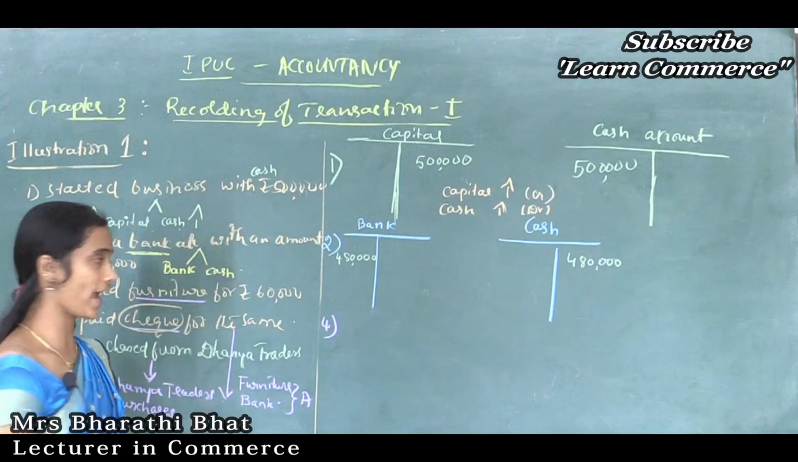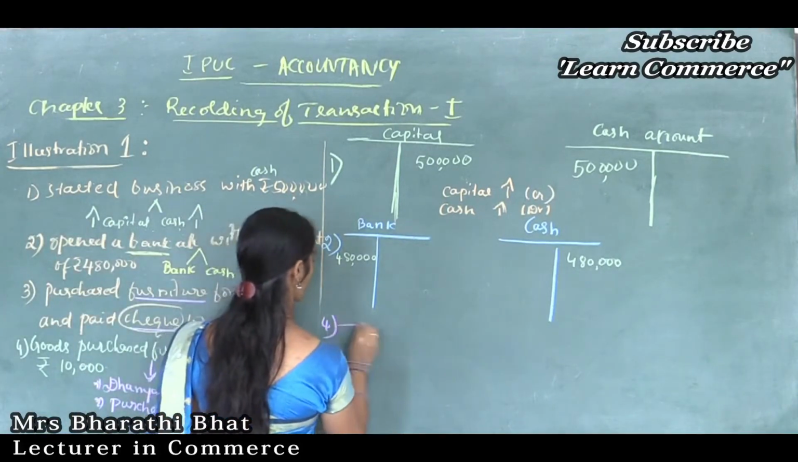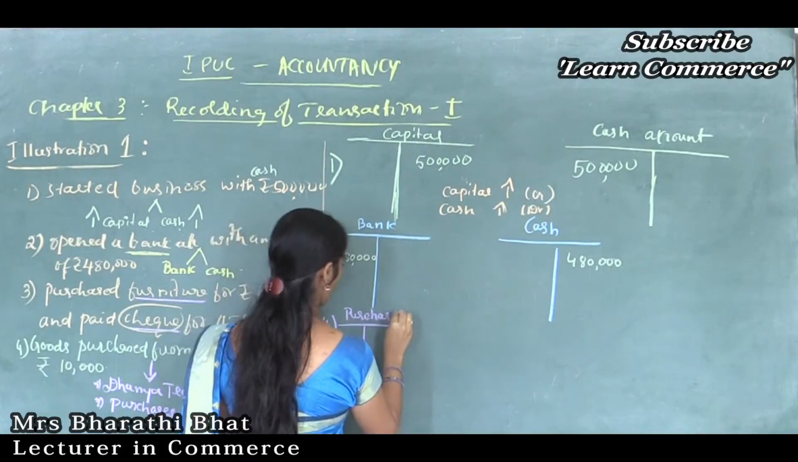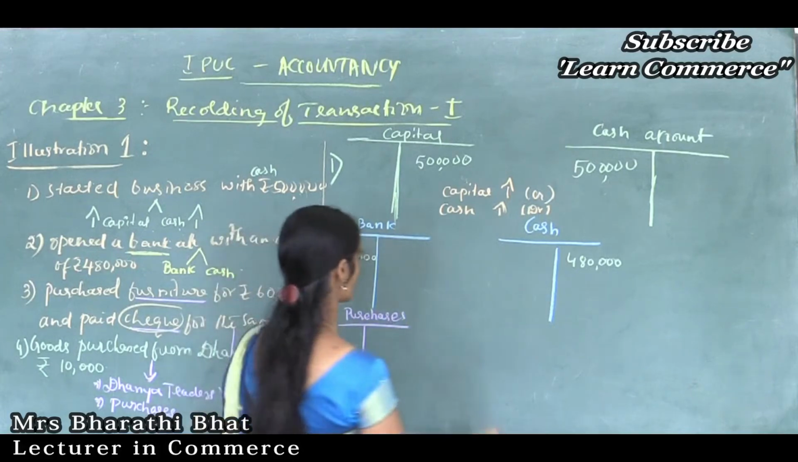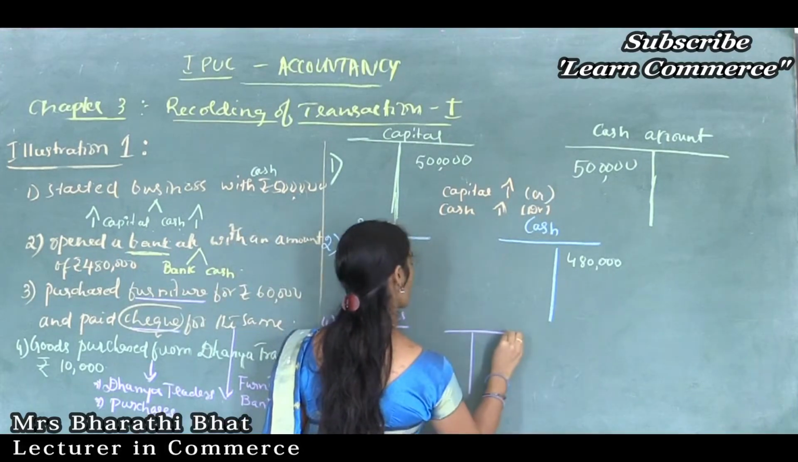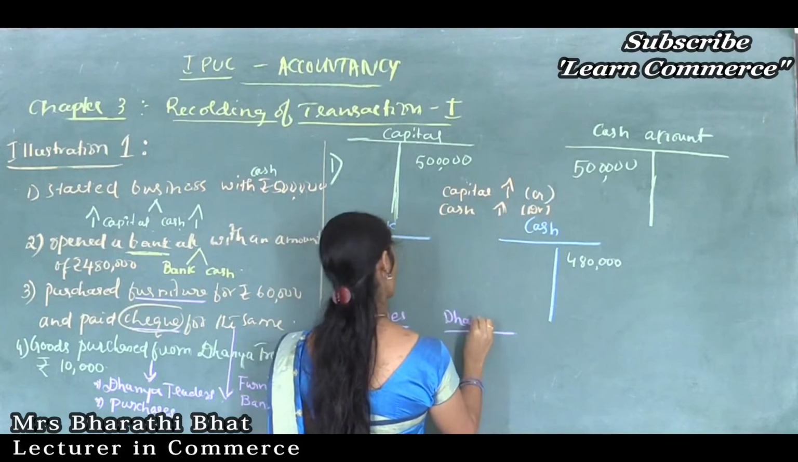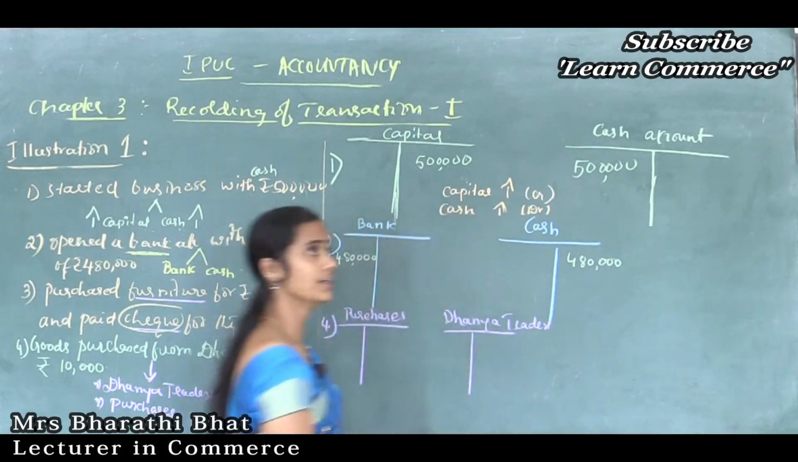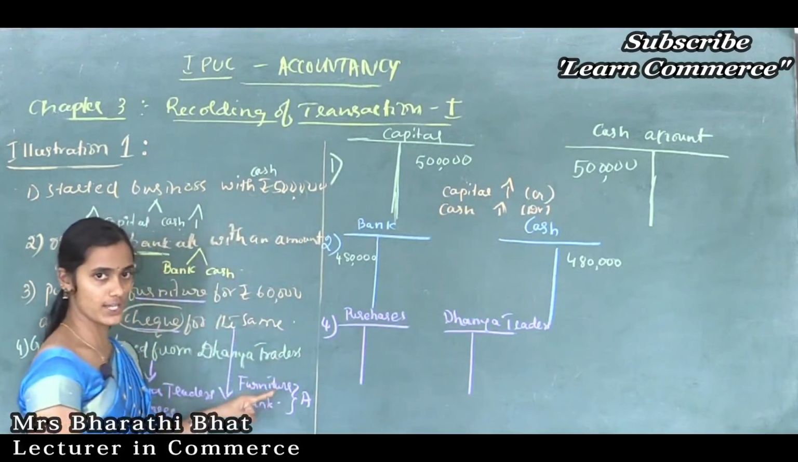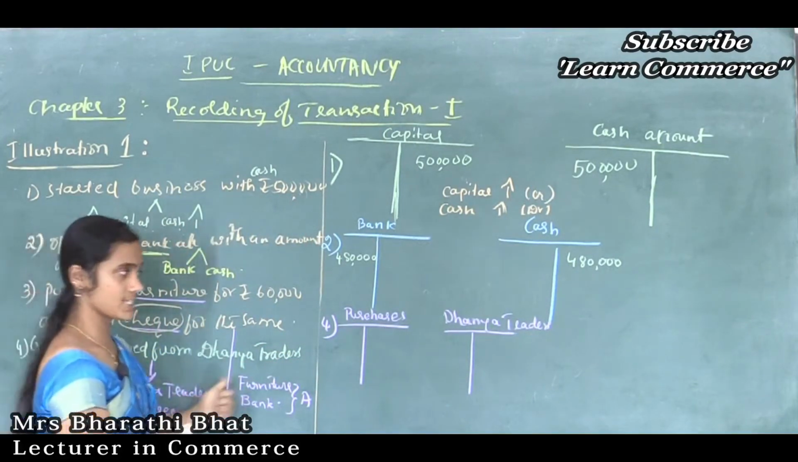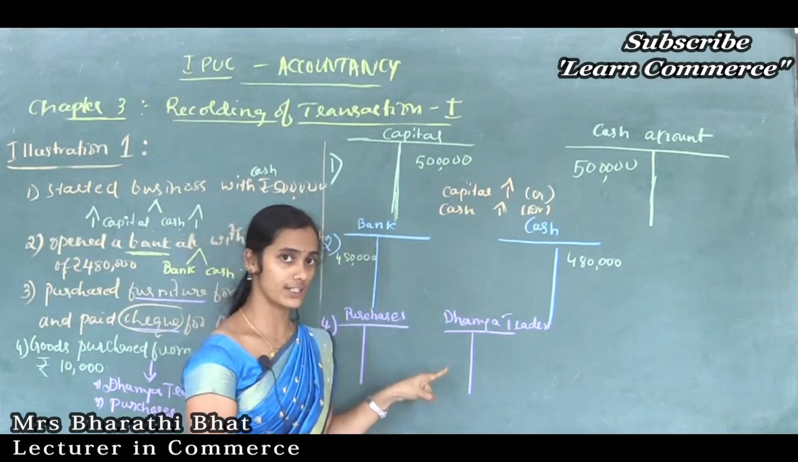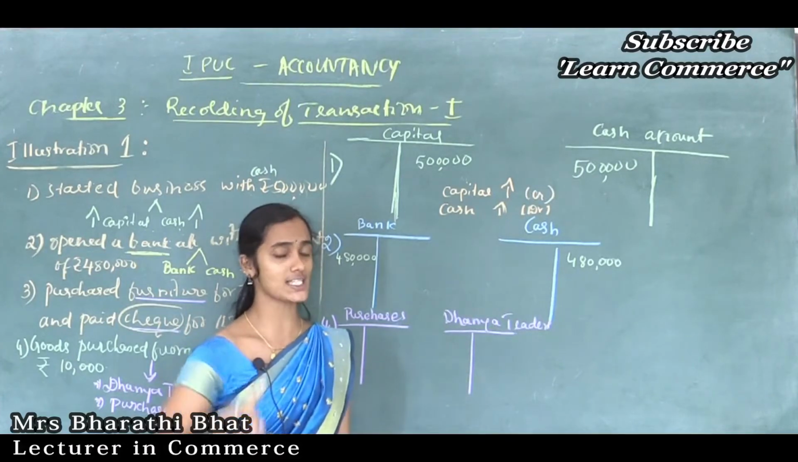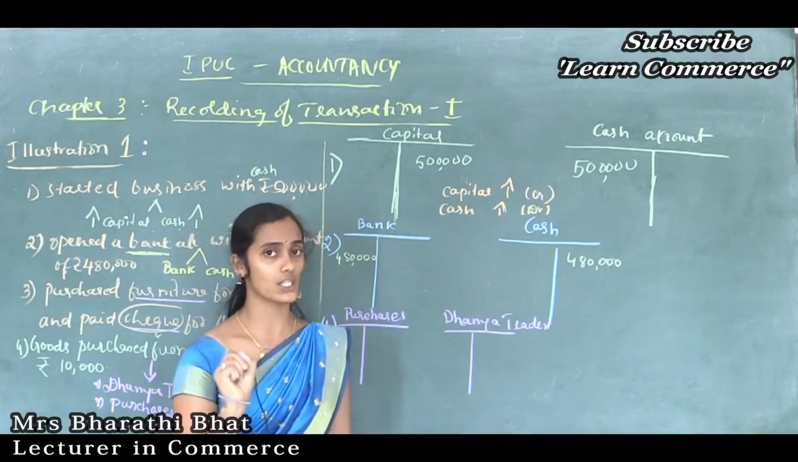So here, what are the two accounts? One is purchases. We purchased what? We purchased goods, so it is considered as purchases. One more account is Dhanya traders. Let's see, first one, purchases. Here purchases comes under expenses or losses.